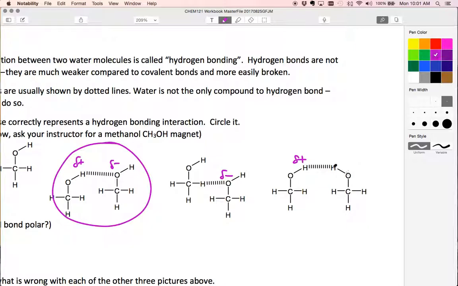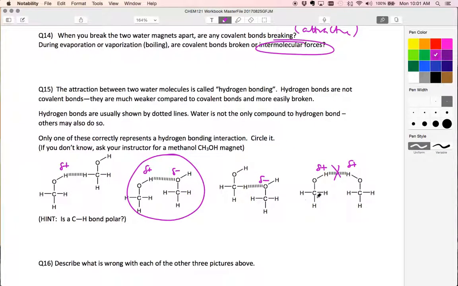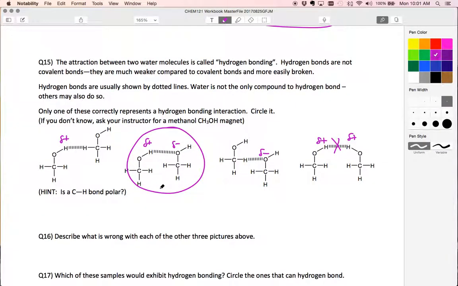And this is also a polar bond, partial positive. But positive and positive repel each other. So they would not align in this fashion. So there's something wrong with all of these, except for this one.